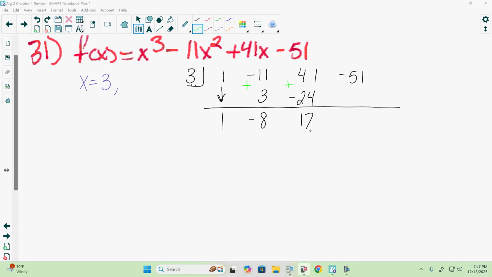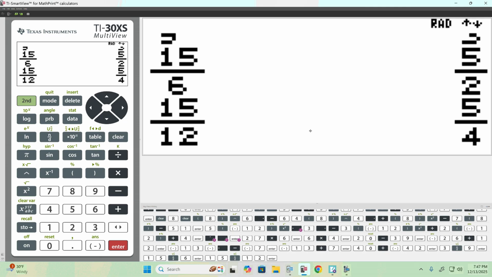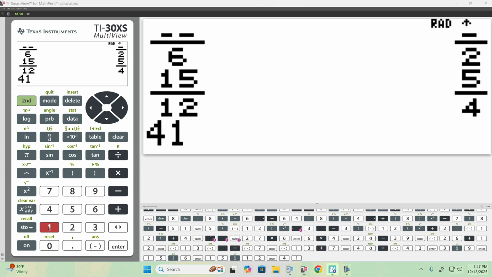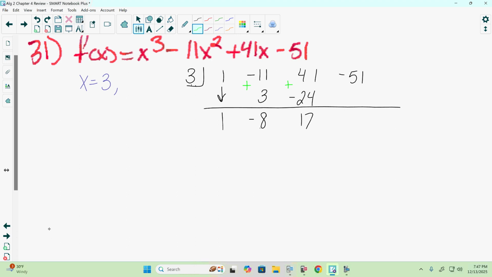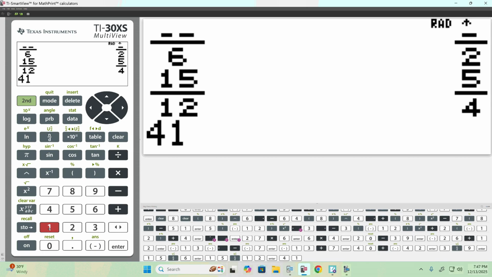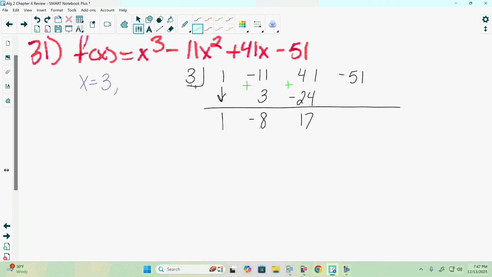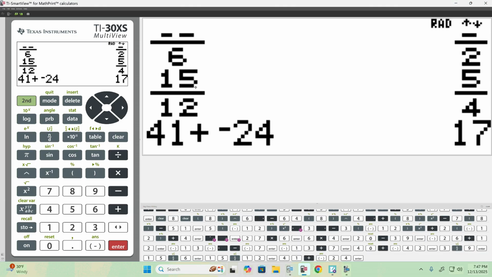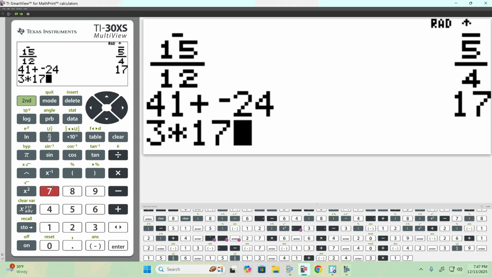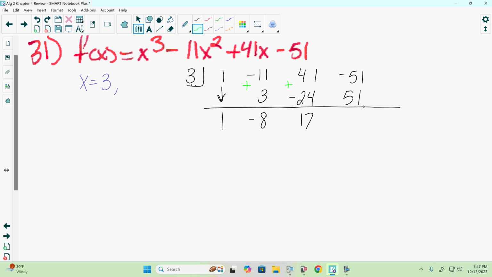And again, we can do some of this in the calculator. So 41 plus negative 24 is 17. Just like we had. 3 times 17, 51. And lastly, negative 51 plus 51 is 0, just like we wanted.